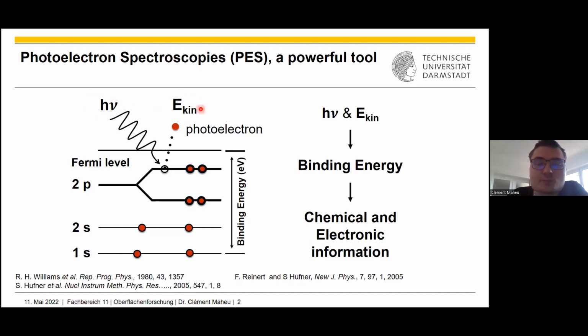So knowing this, and measuring that, then due to the conservation of energy, you can calculate the binding energy of your electron to orbitals of different elements inside your material. Because all these binding energies are more or less known, you can say, okay, I have this element inside my material. You can know the oxidation state of your element. And what I want to talk about more today is that you can measure some electronic, energetic properties of your material.